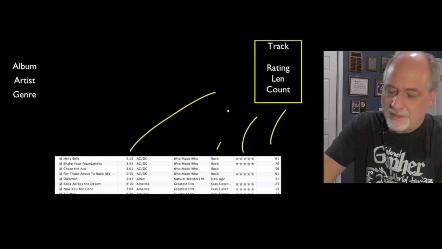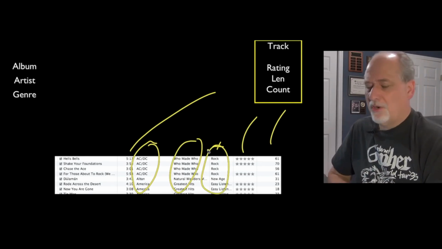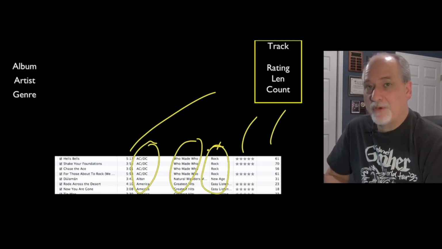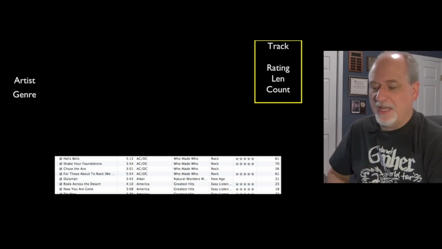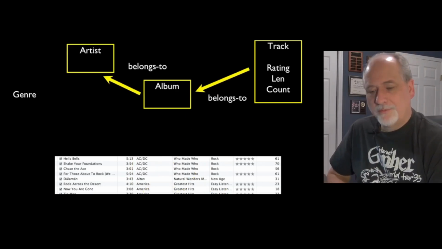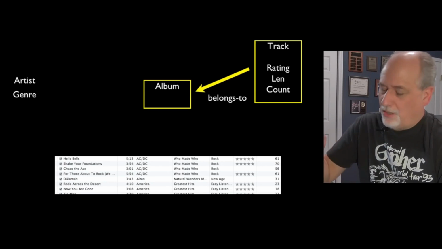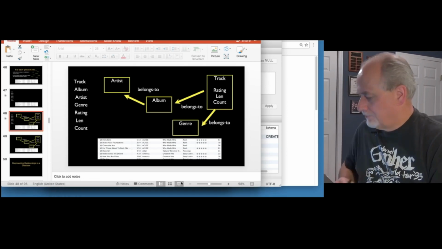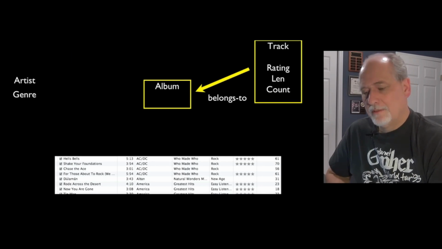And then the remaining things are the artist, the album, and the genre. And so we can say, okay, we've got some vertical duplication, so this track probably belongs to an album. So let's pull the album out into its own table.